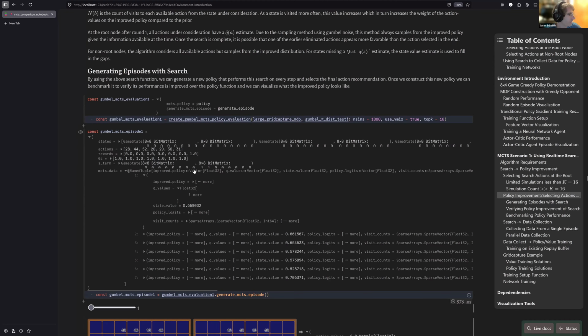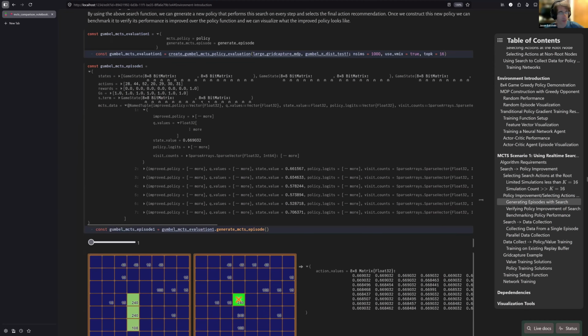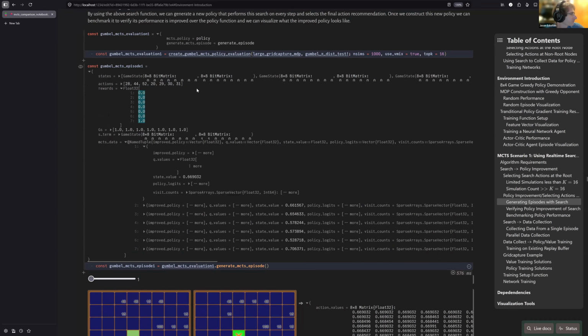This is an episode generated in the environment, applying the search function to the policy distribution, which is the same function I got from the Actor-Critic training. Here it looks a lot like what we get when we just run an episode. We have the states that were visited, the actions taken, and the rewards. We can see this is actually a game that was won by the policy.